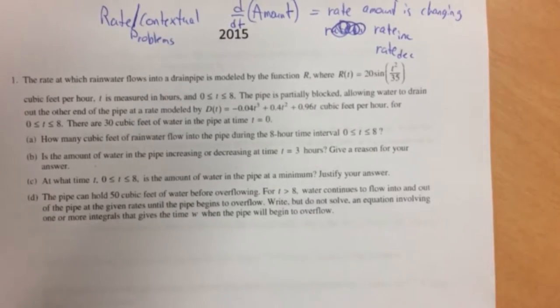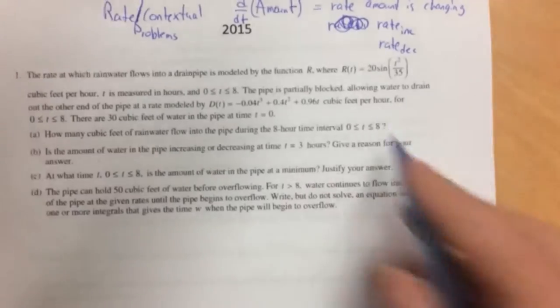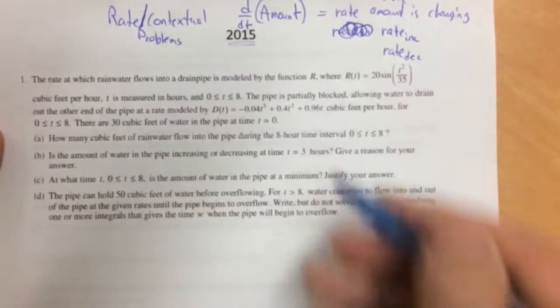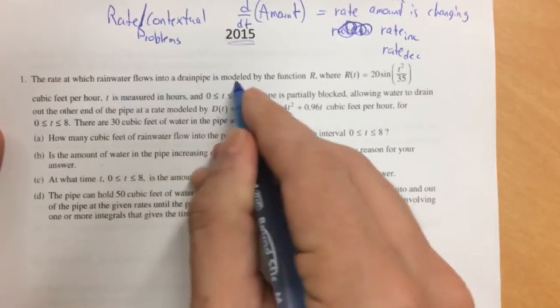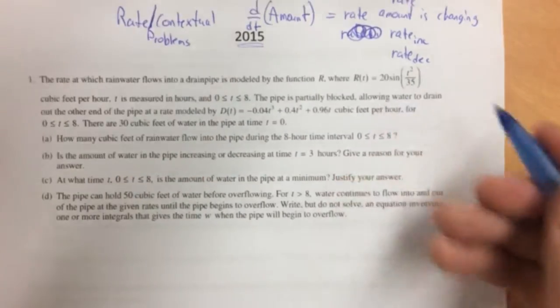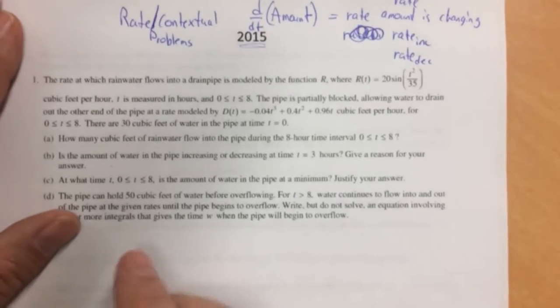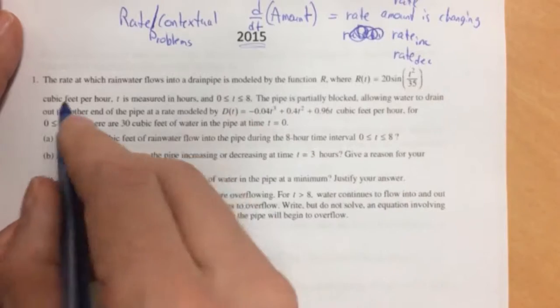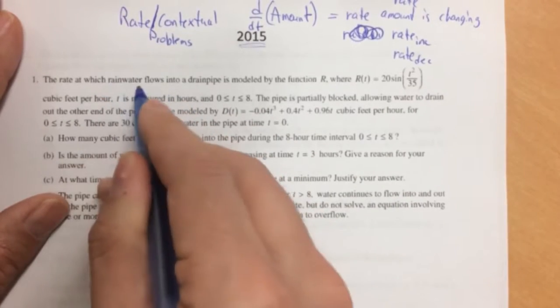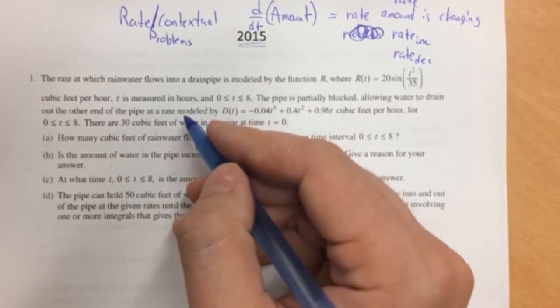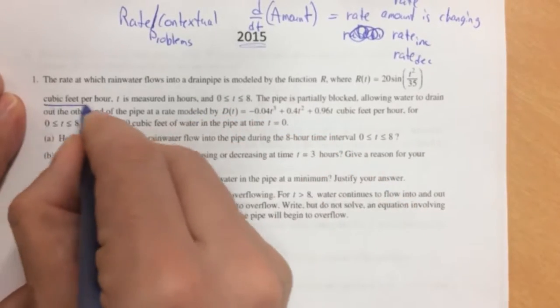Okay, so here are the most recent three, or three of the most recent ones, depending on what year you're viewing this in. In 2015, there was rainwater flowing into a drain pipe. And so the amount here is how much water there is in the drain pipe. There are two rates. The rate of increasing, the rate that the water is flowing into the drain pipe, tells you how much water is adding in, and is measured in cubic feet per hour.